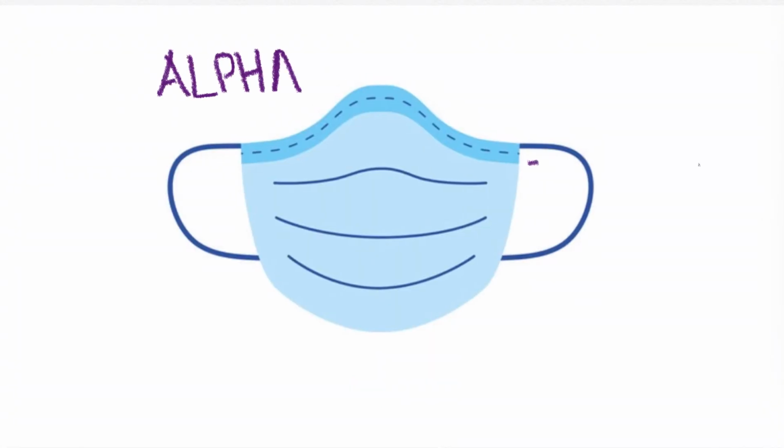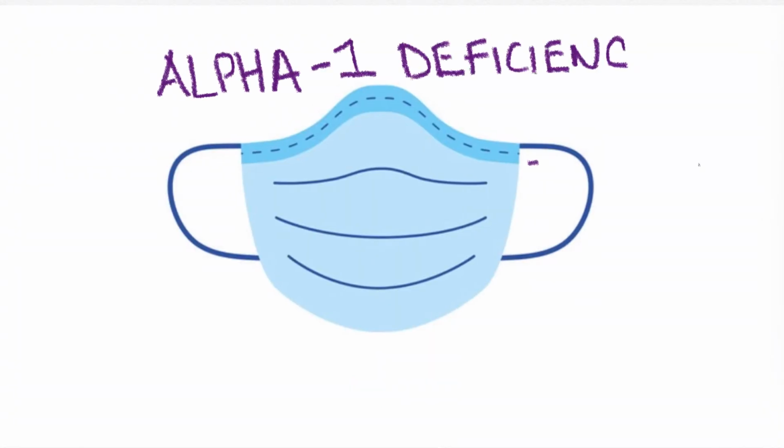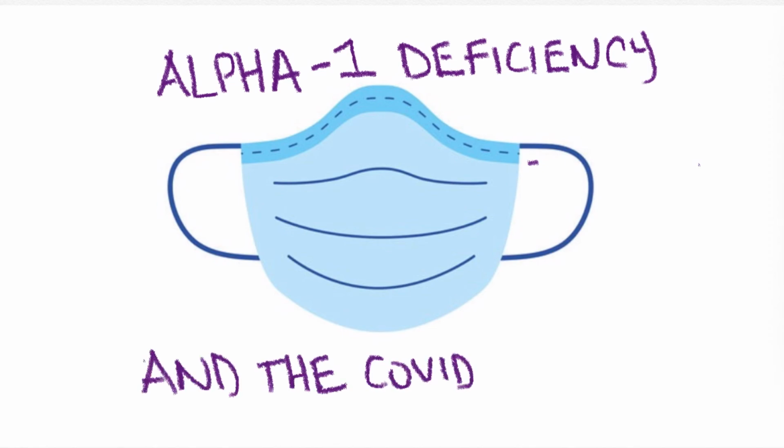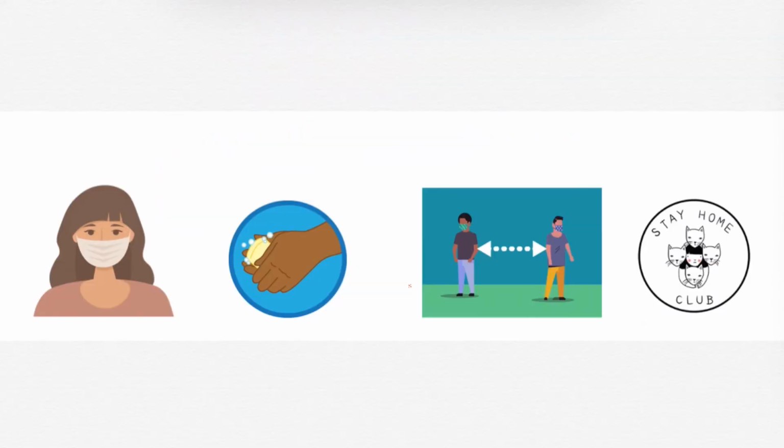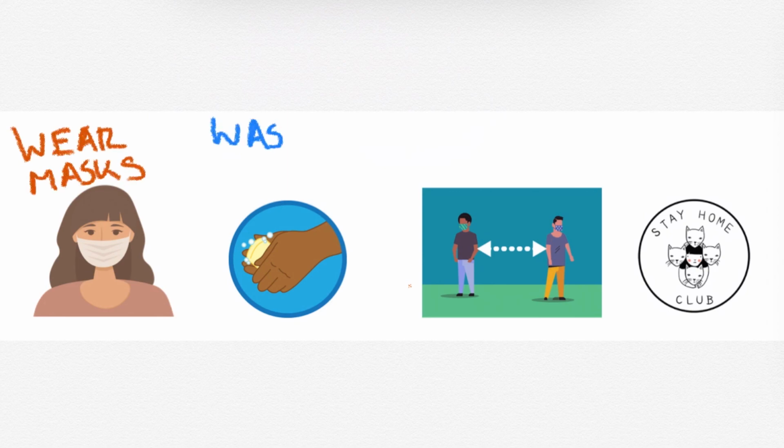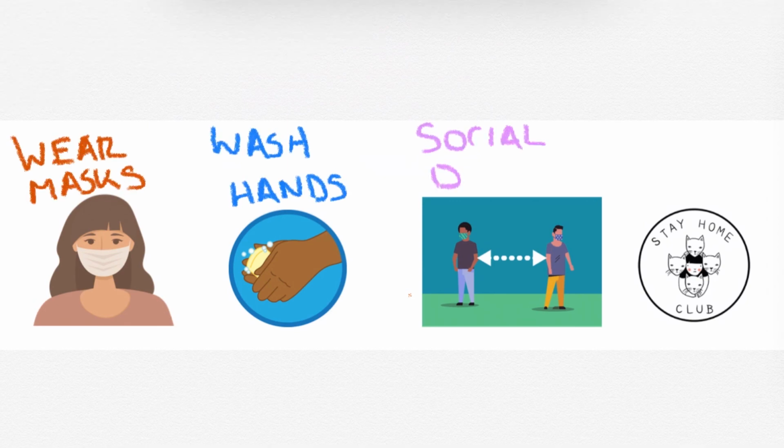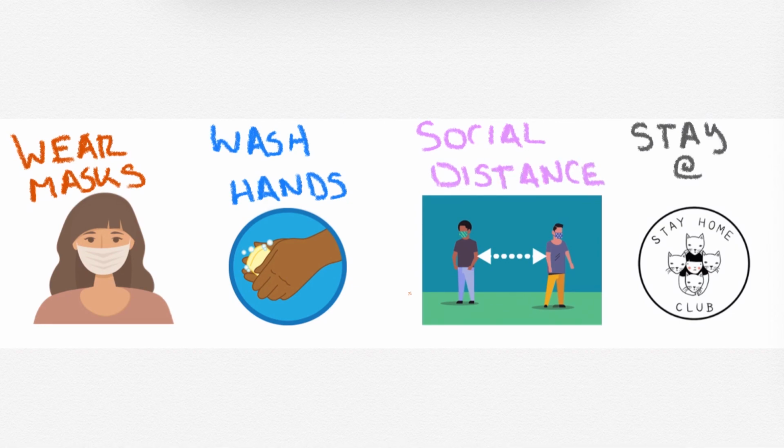What better way to end this video than to talk about how the pandemic may affect people with α-1 antitrypsin deficiency. Those with α-1 are considered to be at high risk for contracting COVID-19 because of their lung weakness. It is important for people with and without α-1 to wear masks, wash your hands, socially distance, and stay at home when they can. If we do this together, we can curb the spread of this disease.